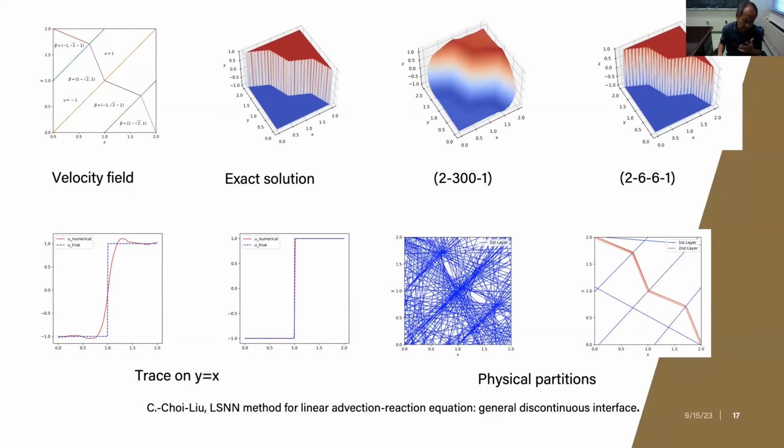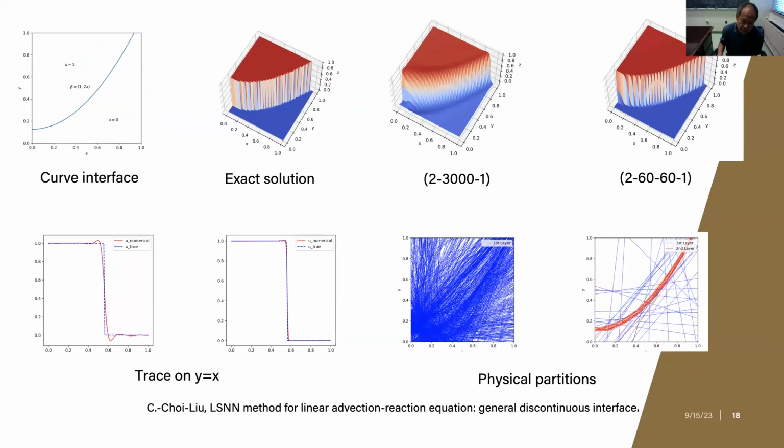Then you can make this much harder. There are a lot of examples for that, and I want to show that when the interface is a curve, even if you use 3,000 neurons in 1 hidden layer, it doesn't do very well. As you can see, the oscillation error. And if you use 2 hidden layers with 60-60, it approximates the function much better.